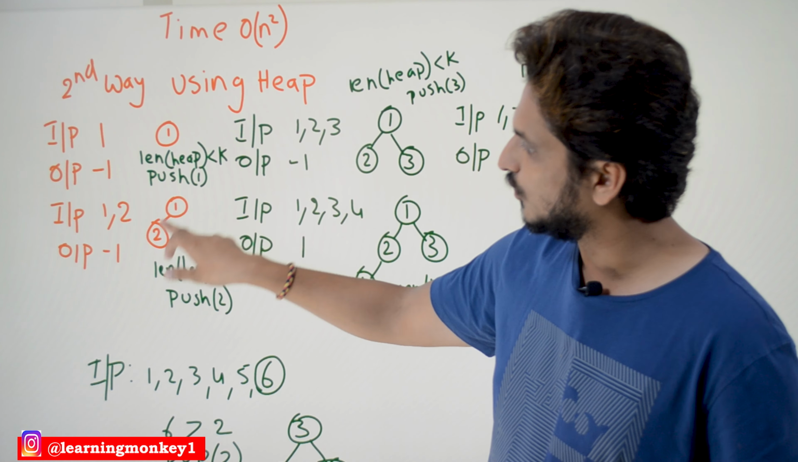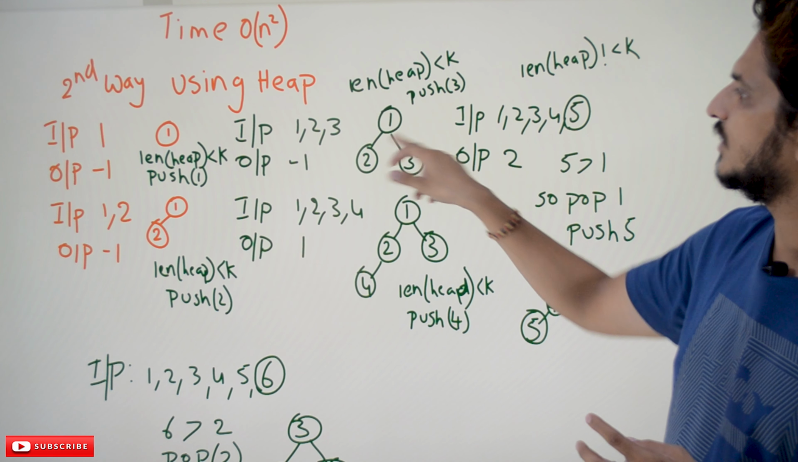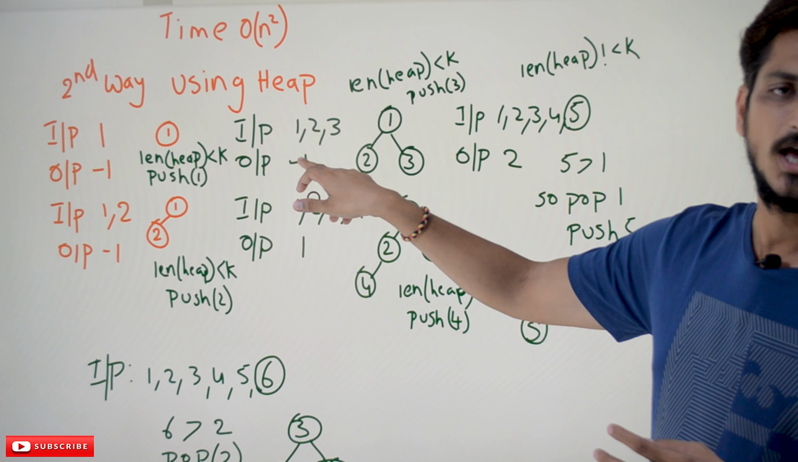Next element is 3. What is the length of the heap now? 2. So push it onto the heap. This is how the heap will be constructed, and the output is -1.